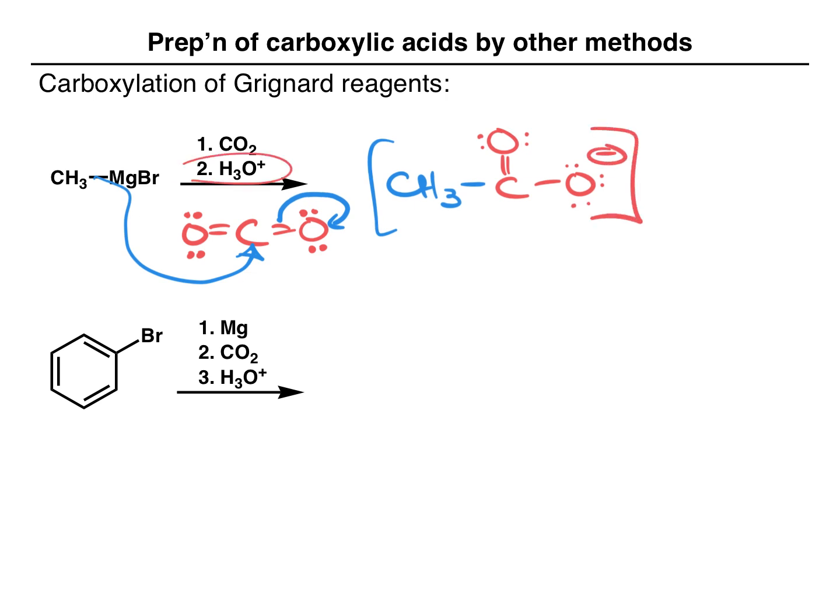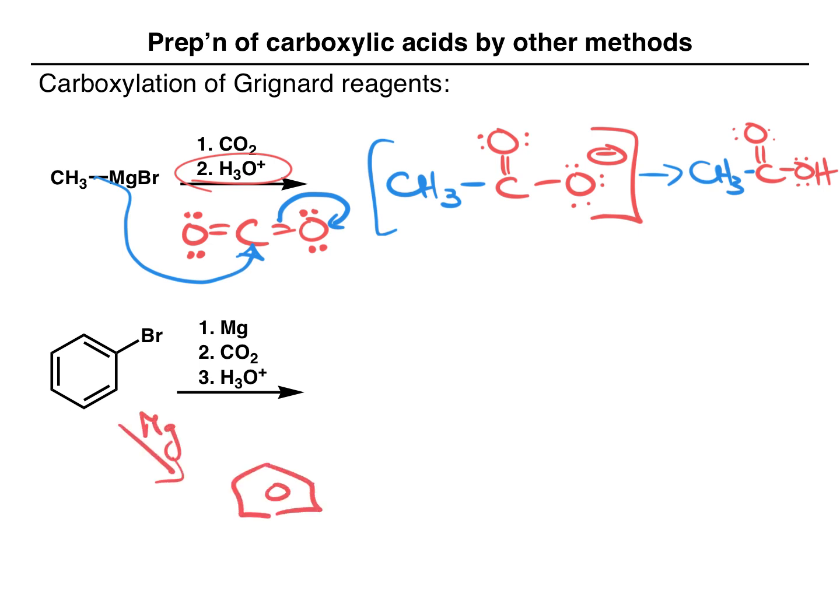And then on aqueous acid workup, we will be able to isolate the carboxylic acid. As another example, we could start with bromobenzene, and treatment with magnesium leads to the formation of the Grignard reagent, and then treatment with carbon dioxide.